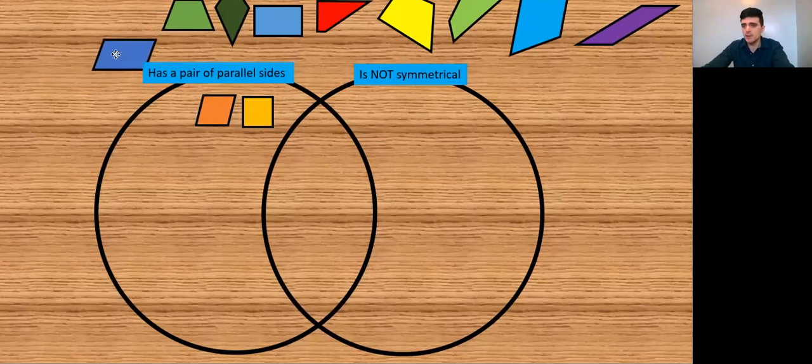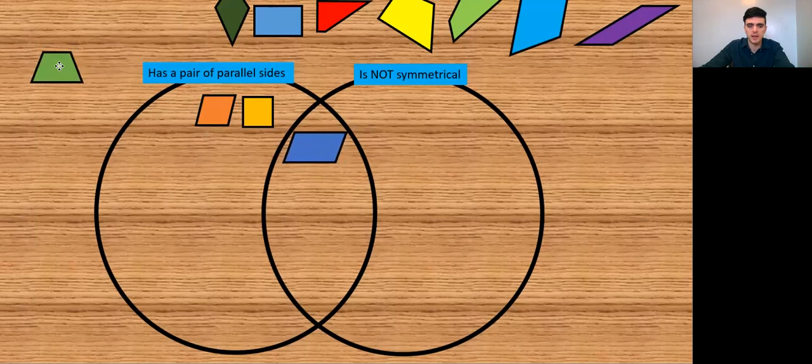Well, I would think that a parallelogram has a pair of, whoa, that's a tongue twister, but you know what I was trying to say. So yes, is not symmetrical. Yes. Remember we talked about the parallelogram has no lines of symmetry, so we can put it right in the middle. Our trapezoid here has parallel sides, top and bottom, and it looks like it is symmetrical, so we'll put it over here.